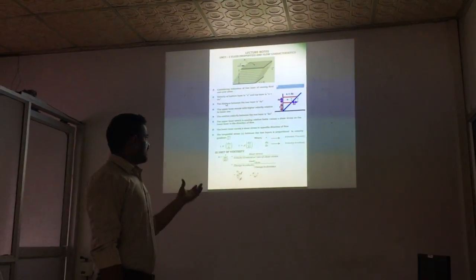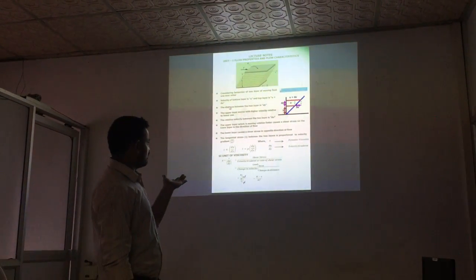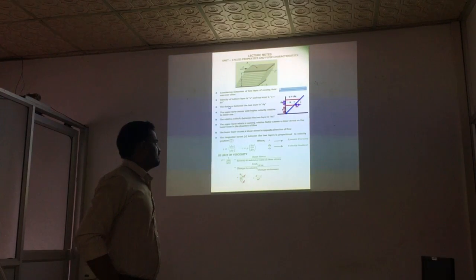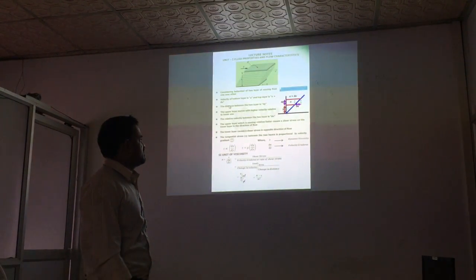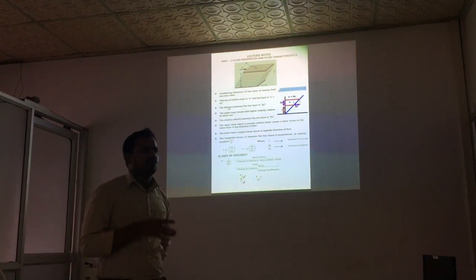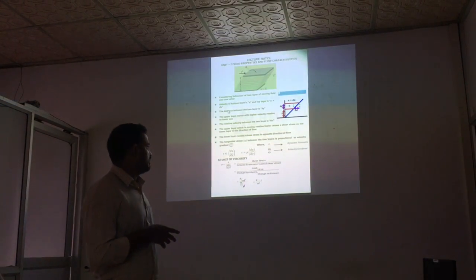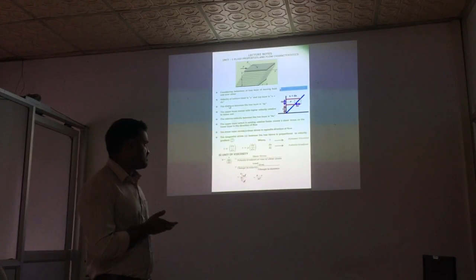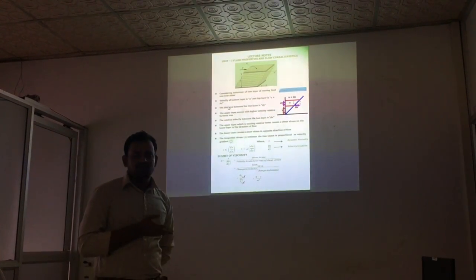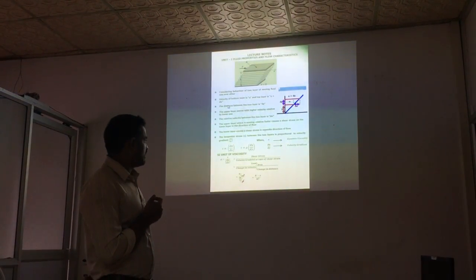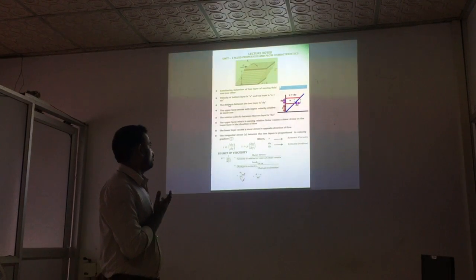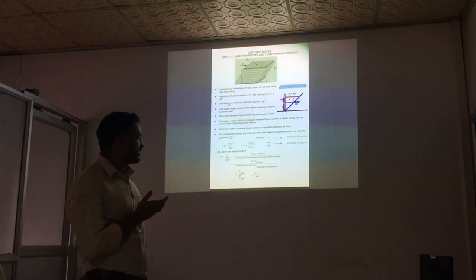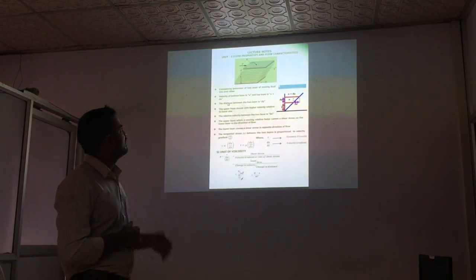Applying the formula, mu is equal to tau divided by du by dy. Tau is shear stress, that is load per area, divided by the velocity gradient or rate of change of shear strain, which is nothing but change in velocity divided by change in distance. So finally we got the mu formula. The unit of mu is Newton second per meter square.